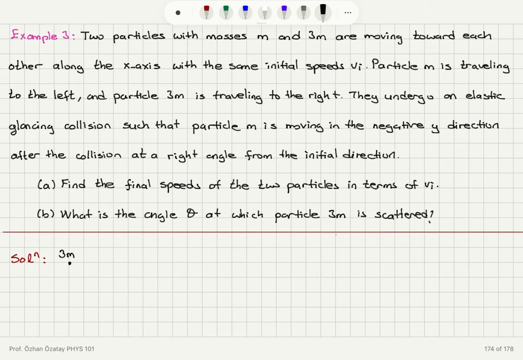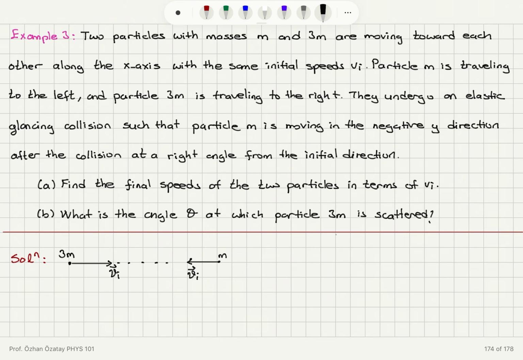Particle with mass 3m traveling to the right with a speed v initial, and then I have particle with mass m traveling to the left with the same speed v initial. They undergo an elastic glancing collision, so it's two-dimensional, such that particle m is moving in the negative y direction after the collision at a right angle from the initial direction.